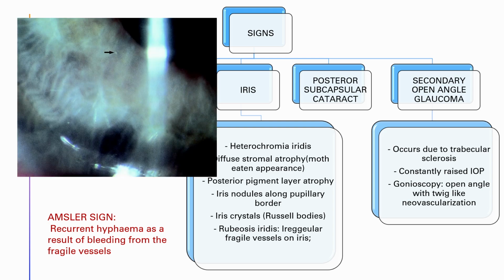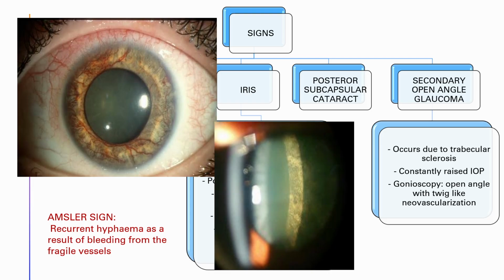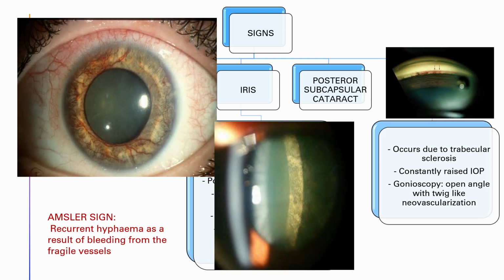Iris crystals may be seen, which are aggregation of immunoglobulins, also known as Russell bodies, and rubeosis iridis, irregular fragile vessels seen on iris. And also, there is an important sign known as Amsler sign, which is recurrent hyphema as a result of bleeding from these fragile vessels. Then in lens, there can be posterior subcapsular cataract formation, and secondary open angle glaucoma may develop due to trabecular sclerosis and constantly raised IOP. On gonioscopy, we see open angle with twigs of neovascularization.